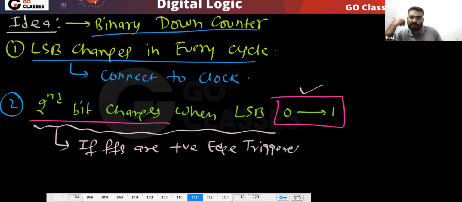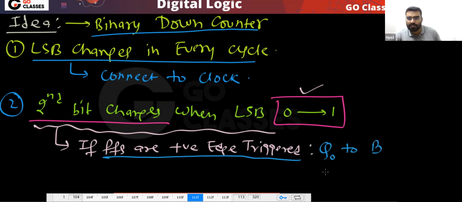If flip-flops are positive edge triggered, what connection should I make? Then you can notice that I can directly connect Q as a clock. Yes or no? So I can directly connect this Q0 to the clock of B. Correct or not?